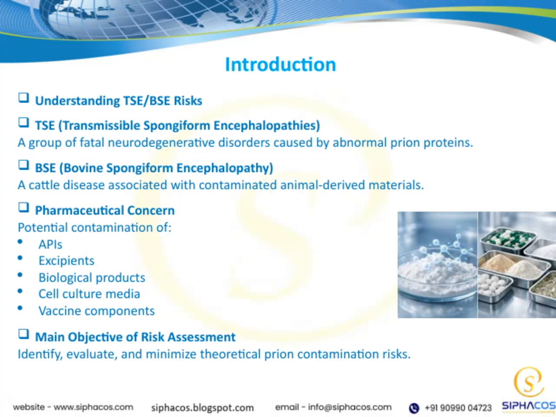Today, we're diving into the risks linked to TSE and BSE. TSE stands for transmissible spongiform encephalopathies, a group of fatal brain disorders caused by abnormal prion proteins. BSE, or mad cow disease, affects cattle and is tied to contaminated animal materials. In pharmaceuticals, this raises concerns about possible contamination in active ingredients, excipients, biological products, cell culture media, and vaccines. Our main goal here is clear: to identify, evaluate, and reduce any theoretical risks of prion contamination.